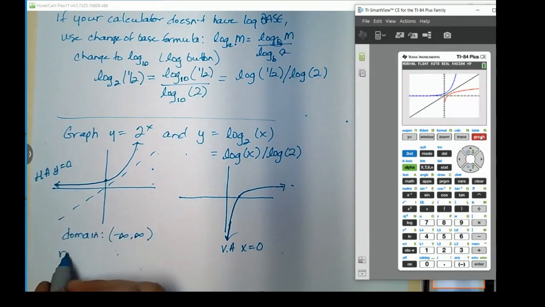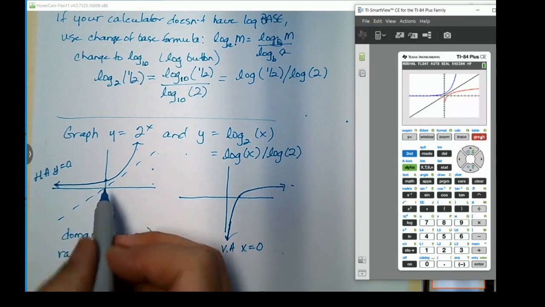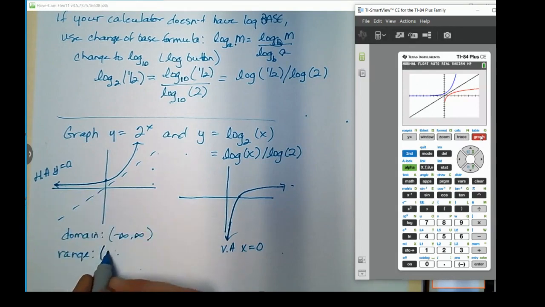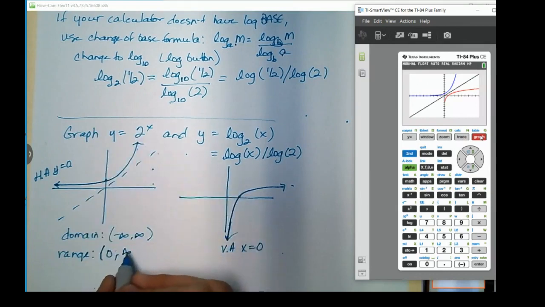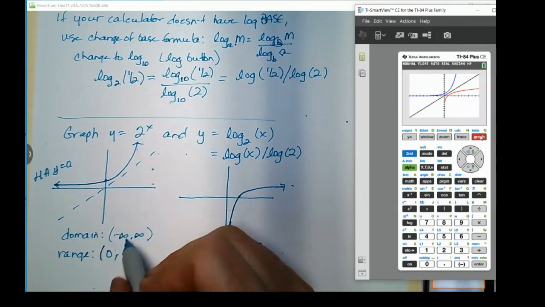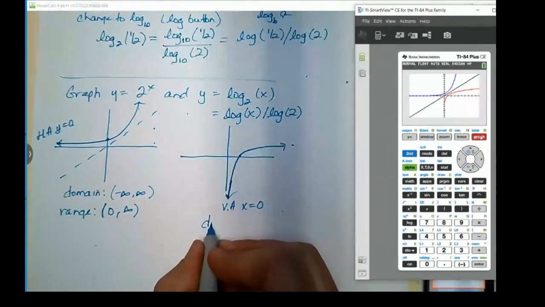If we look at our range, though, the values out here never quite get to 0. They're always just a little bit above 0. So our range actually starts just above 0, and then it goes up to infinity. We're going to take those two and switch them to get the domain and the range for our log function.